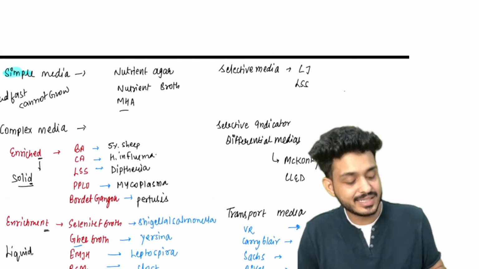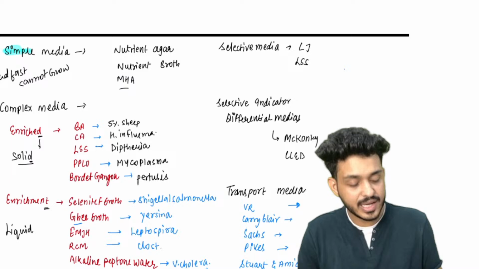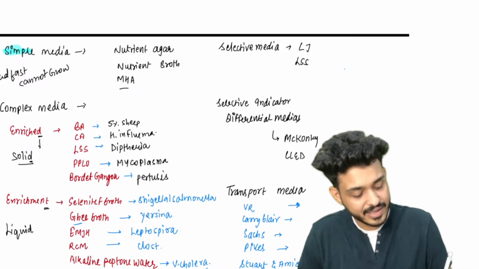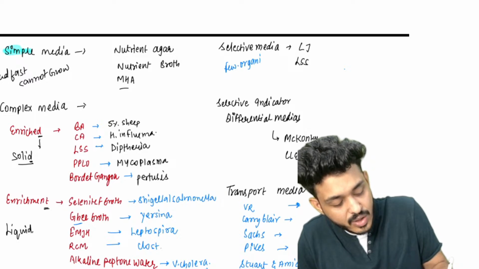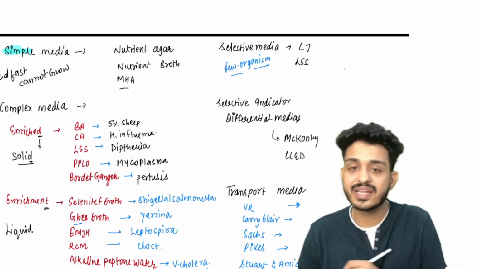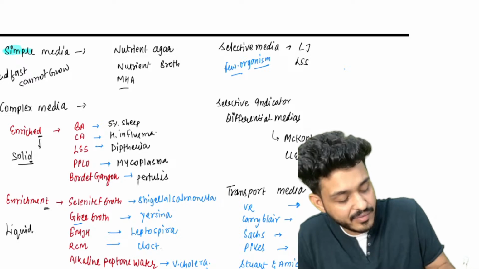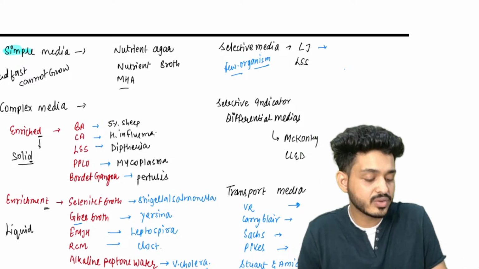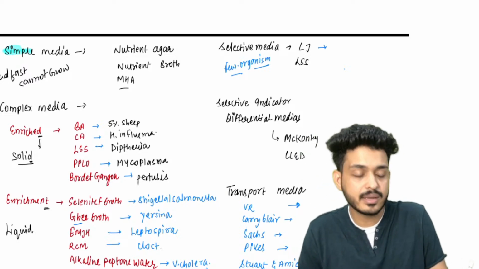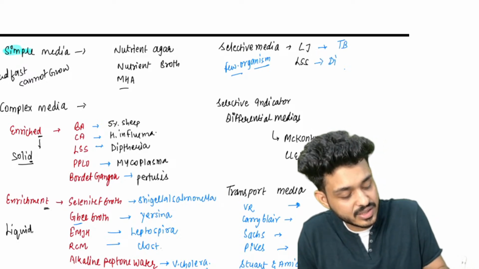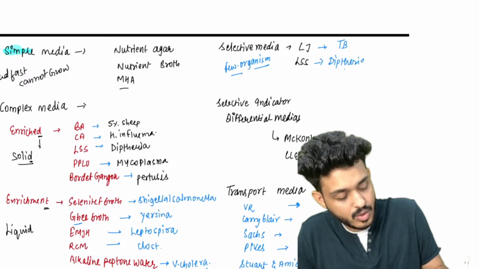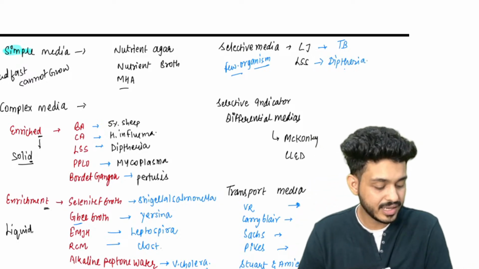Okay, next, selective media. Selective media, what will happen? Only a few organisms will grow. Selective means what? Only a few organisms will be able to grow. That is your selective media. We are having LJ media. LJ media we are using for what? Lowenstein Jensen media we are using for tuberculosis. Okay, and LSS we are using again for diphtheria.